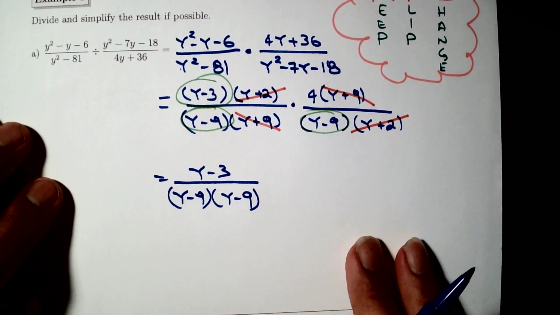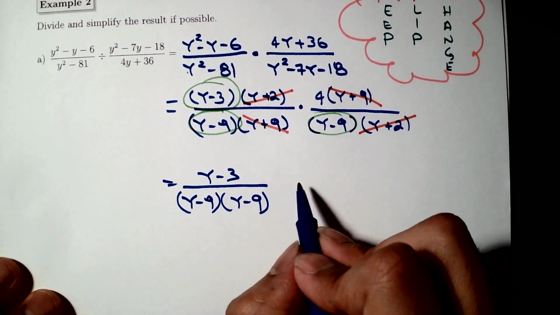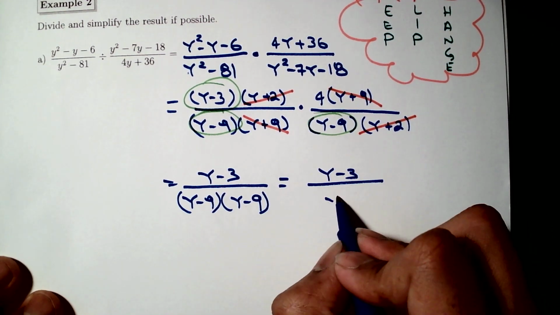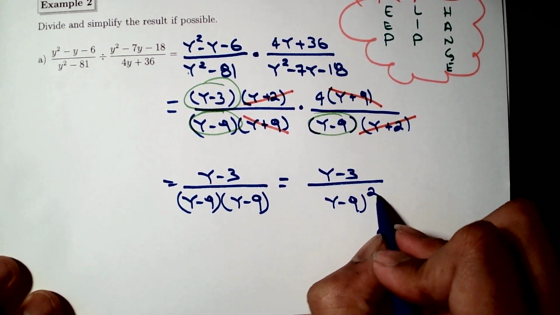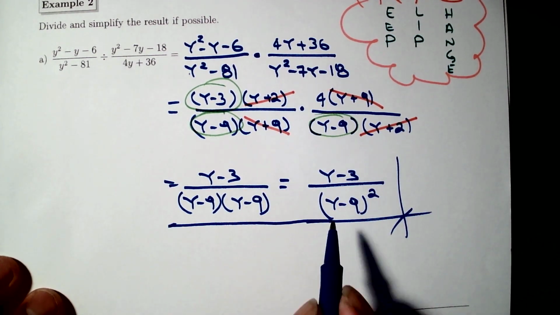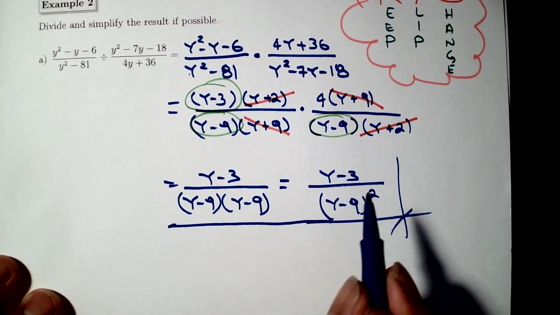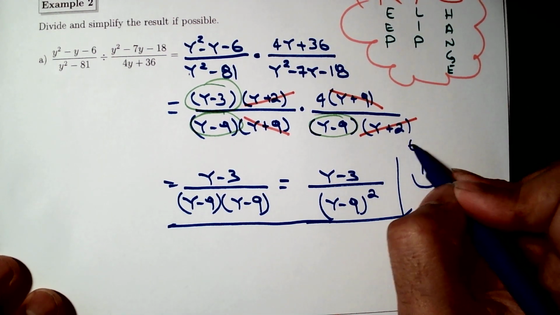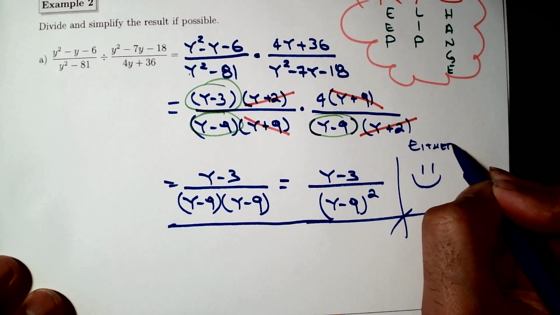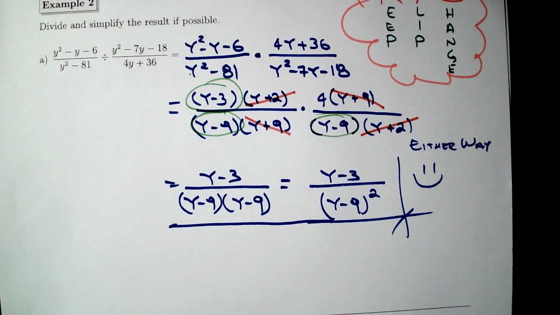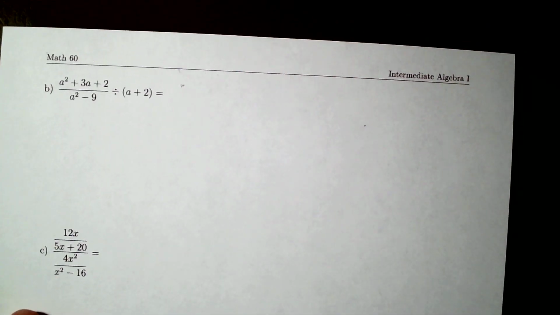Alright, but in this case, we can rewrite this as follows. Y minus 3 divided by y minus 9 quantity squared. Actually, in this case, either of these two answers are correct. Okay? Either way. Alright. Let's move on to the next and last page of this.